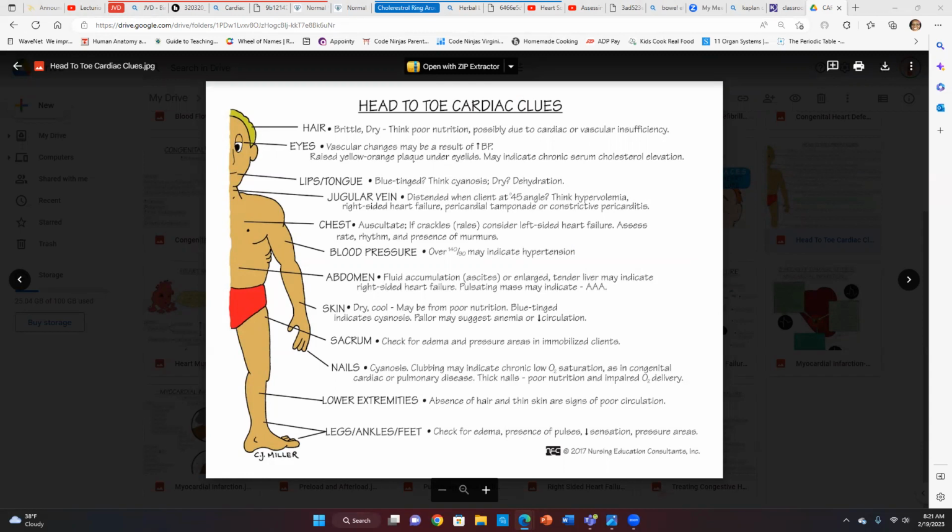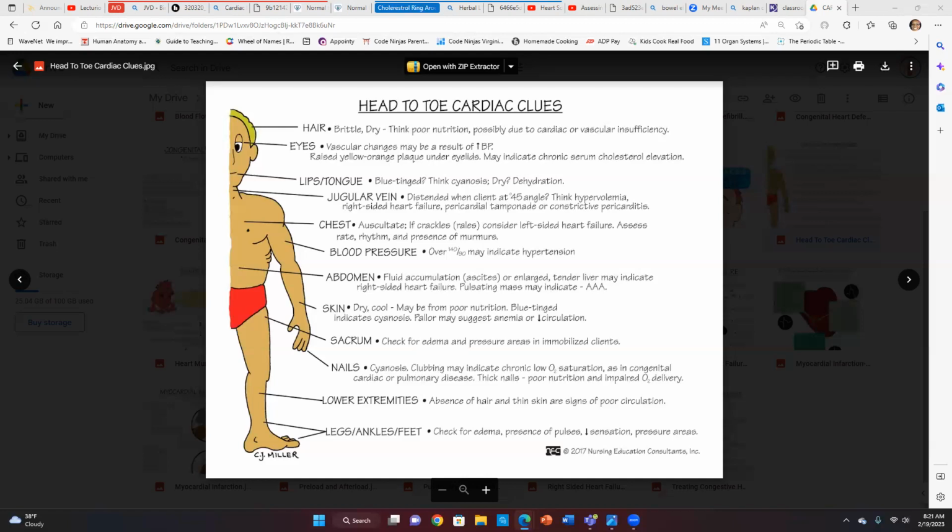We also have to look to see if there's any varicosities, any pulsating masses. Because if they have a pulsating mass, they may have what's called an aortic aneurysm. Anybody know about aortic aneurysm? Okay, definitely write that down to look it up, but I'm going to tell you an aneurysm is a ballooning of the artery. So what does that mean? That means that artery is kind of stretched out.